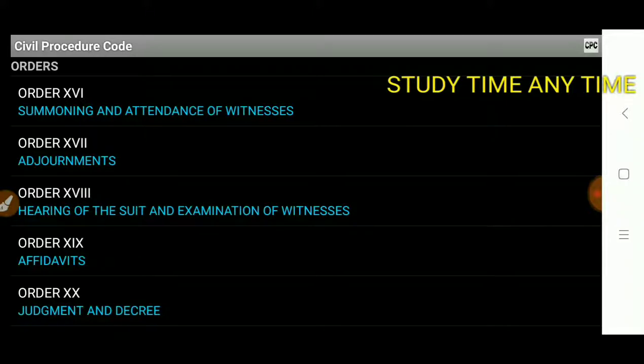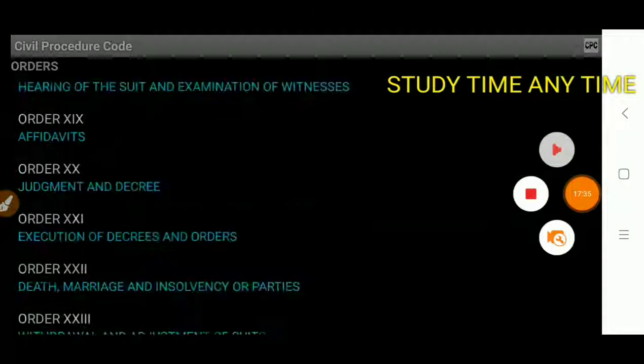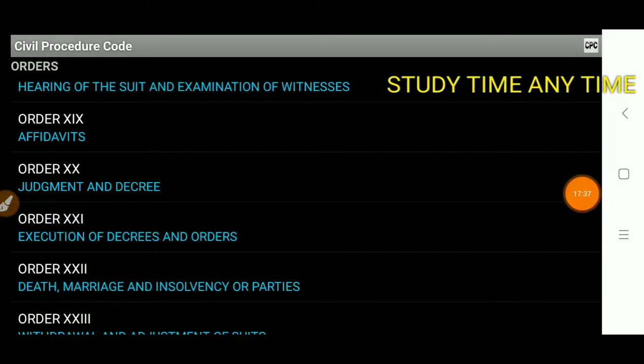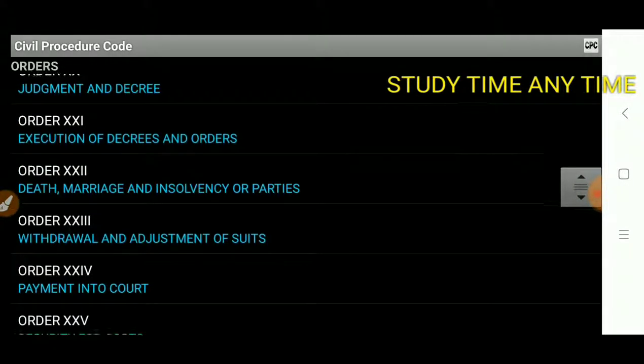Then there is Order number 20, judgment and decree. There is a difference between judgment and decree. Decree is the final decree sheet that is made. The definitions of these are given in the section part of the CPC. In short, the decree is a final adjudication. Judgment is the detail of the order, why this adjudication has come.